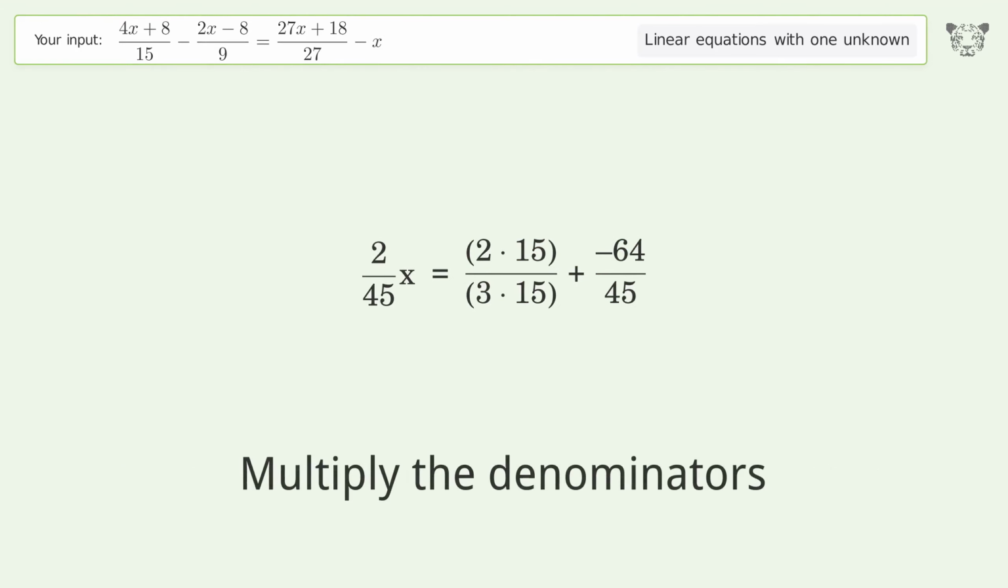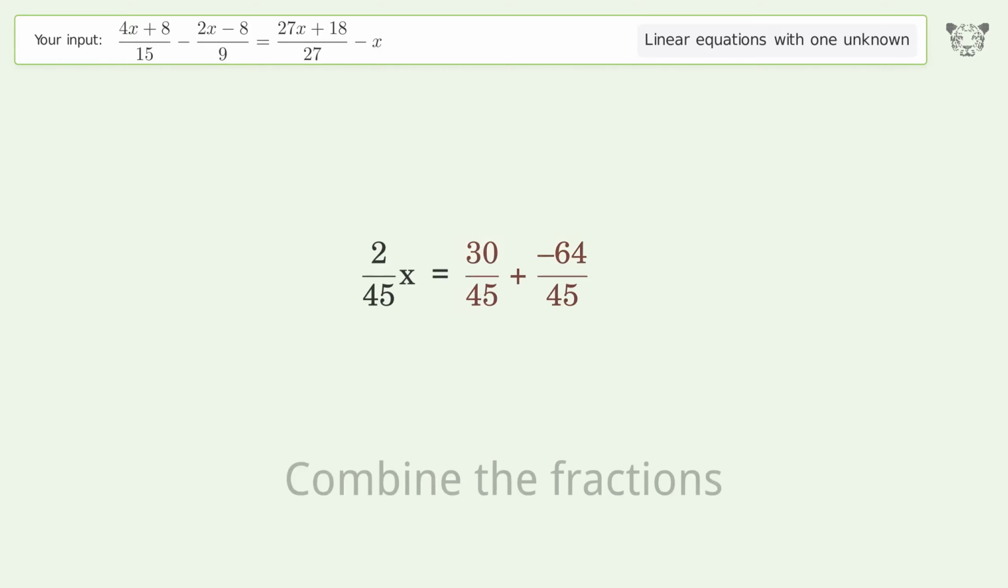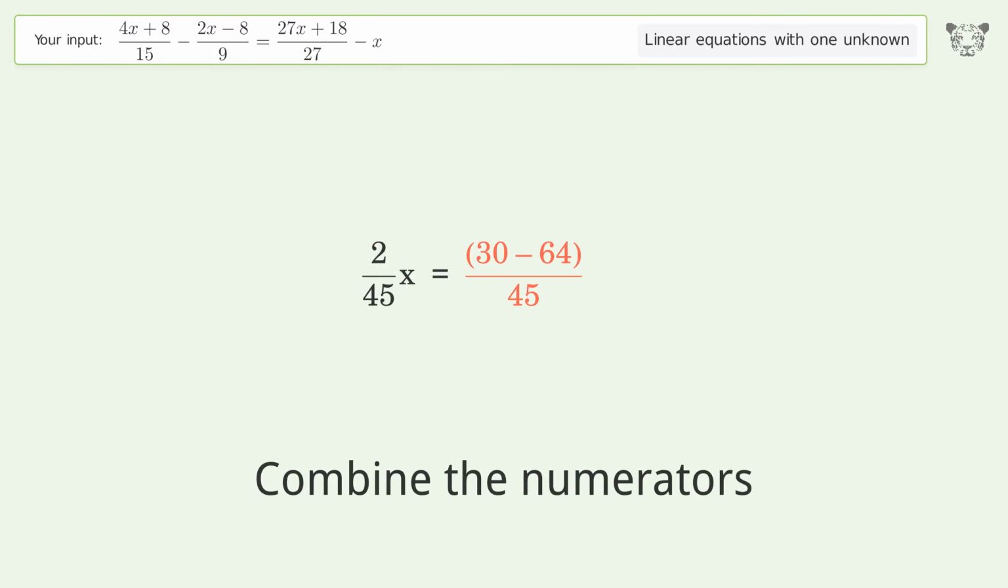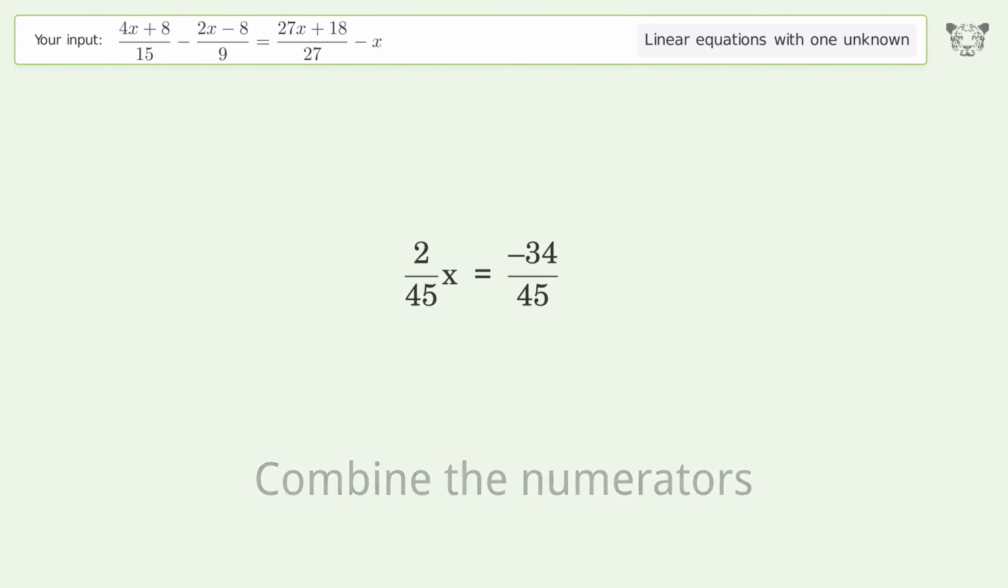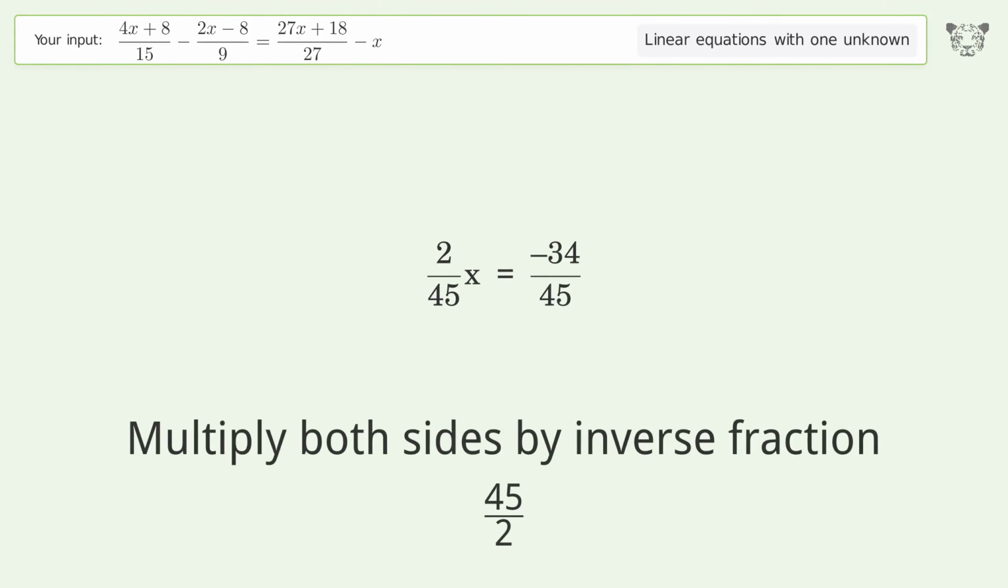Multiply the denominators. Multiply the numerators. Combine the fractions. Combine the numerators. Isolate the x. Multiply both sides by the inverse fraction 45/2.